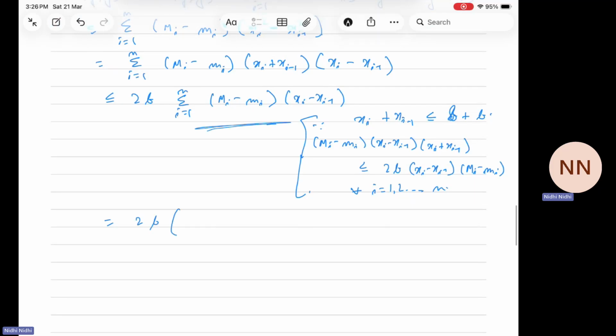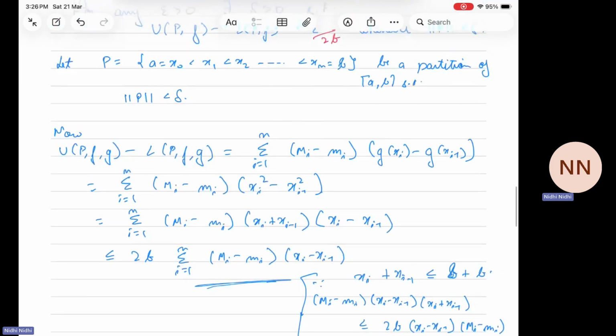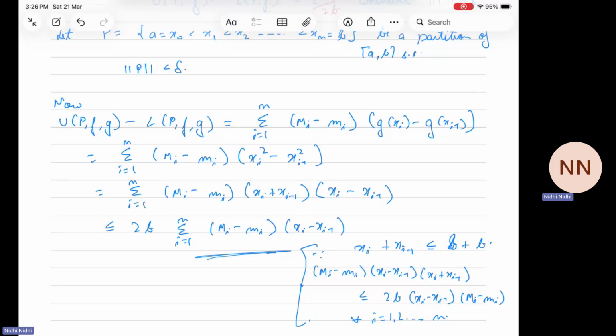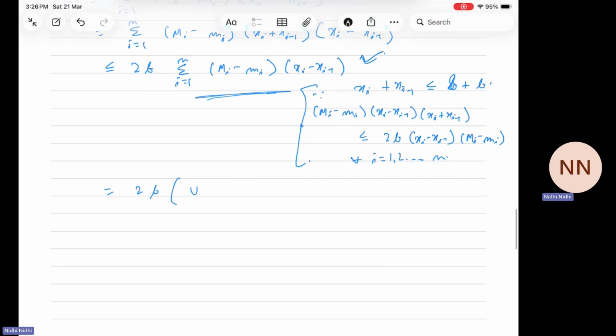And what is this? This is just U(P,f) minus L(P,f), because M_i is again the supremum of the function f over the interval x_{i-1} to x_i. So that's the same thing. The only difference was the term here, which is tackled up to here. So this is just U(P,f) minus L(P,f).